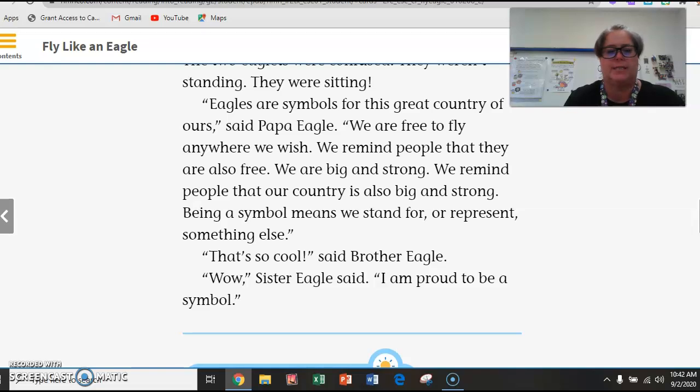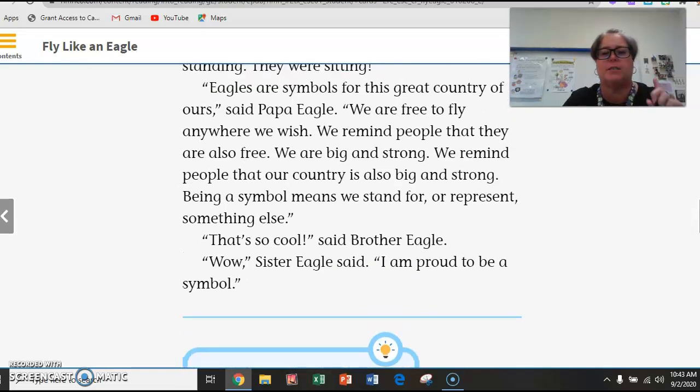And when Brother says, "That's so cool," sounds to me like Brother was excited. He was like, that's so awesome that we're symbols for our country. So the family was feeling proud. We can get that from our text evidence. Brother said, "That's so cool," right here with an exclamation point. That means, wow, he was excited. And Sister says, "Wow." Sister Eagle said, "I'm proud to be a symbol." So judging from the text evidence, the little eaglets were excited and they were happy to be symbols for our country.